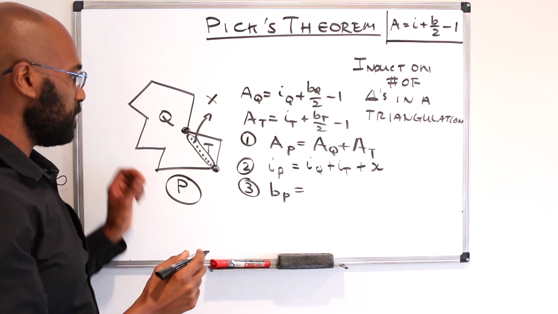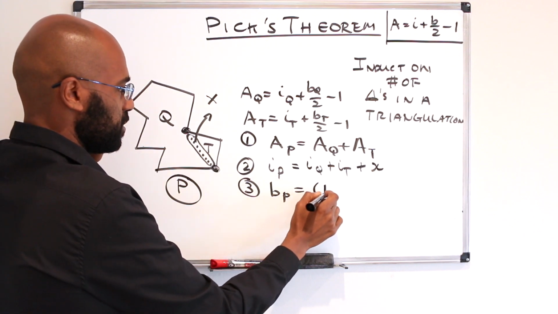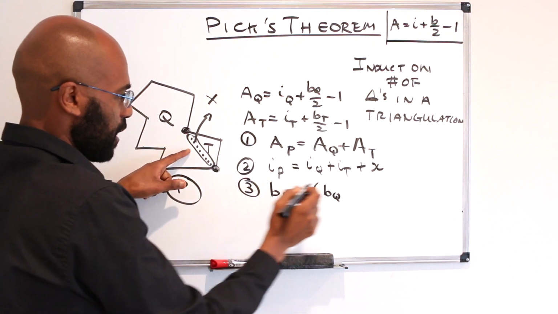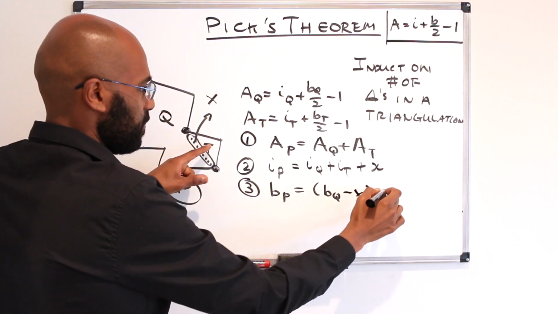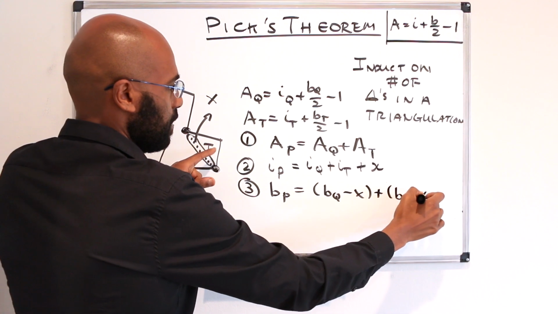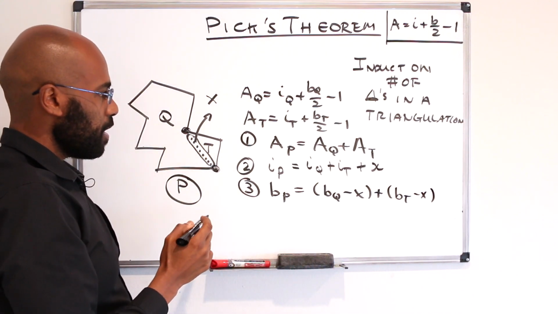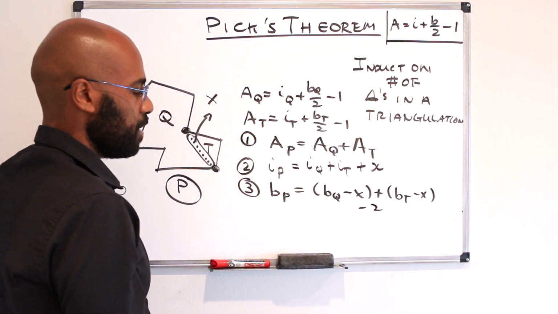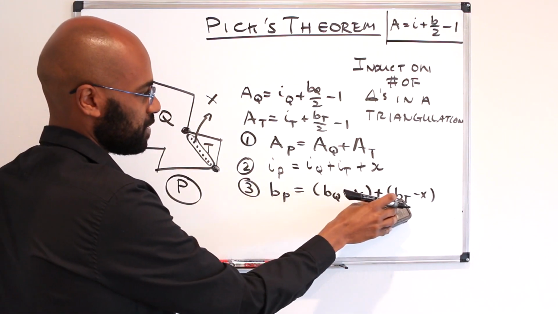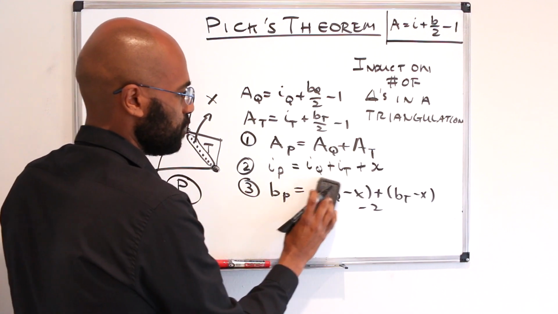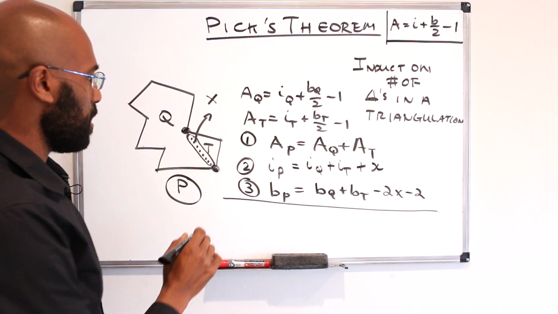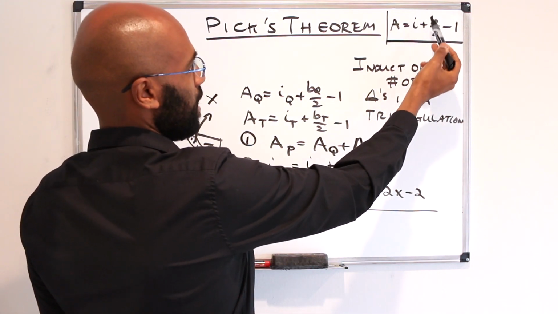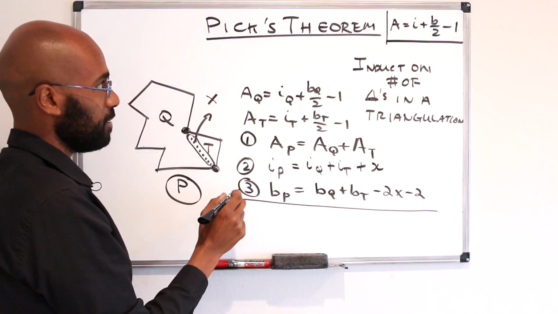So the contribution from the boundary points of Q is the boundary points of Q itself, but we need to subtract this X. And then the same thing with T, we need to subtract X as well. But even if we do that, we get this double count, so we need to subtract 2. If you clean that up, that's BQ plus BT minus 2X minus 2. Now if we want to figure out what's going on with these three quantities, we hope that A minus I minus B over 2 is -1, so let's check that actual quantity.